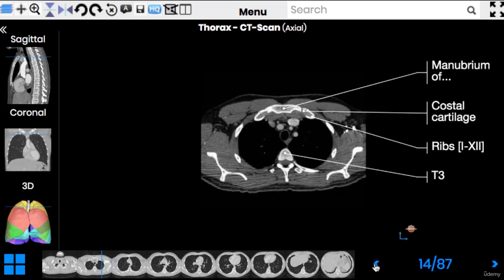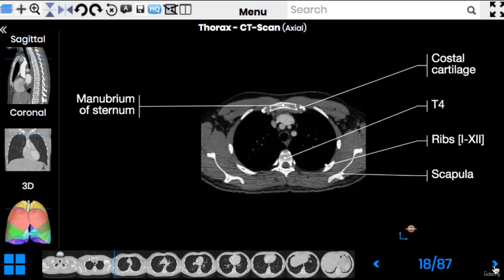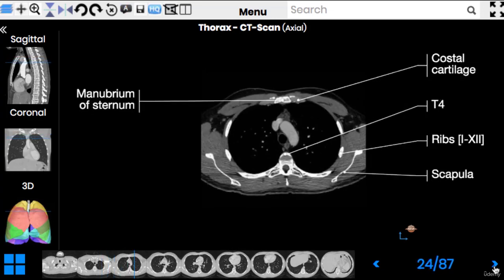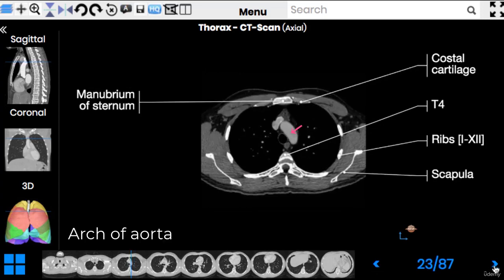The other three vessels just behind the brachiocephalic veins are our brachiocephalic trunk on the right side, the left common carotid artery and the left subclavian artery. And you can see how they converge and continue with the arch of the aorta, which is right here. Some soft tissue appears just in front of the arch of the aorta and superior vena cava. This is the thymus.